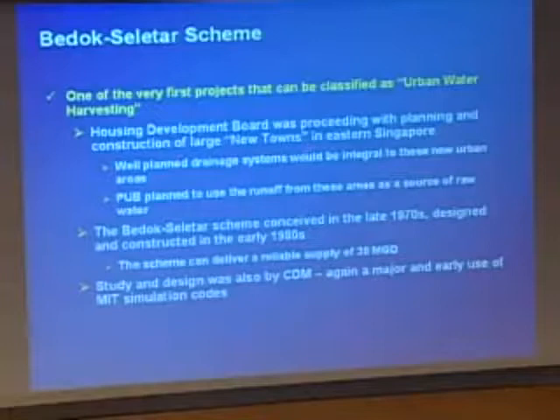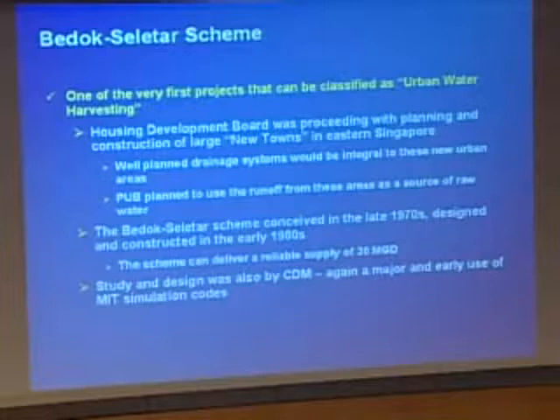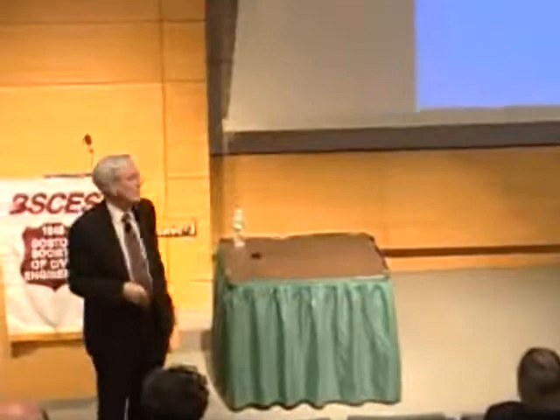It was built in conjunction with a couple of the new towns. And new towns in Singapore really are 200,000 people per town or 250,000 people per town. They're fairly big, dense areas. But this was built as part of them. It was conceived in the late 70s, designed actually by CDM, simulated by CDM in 1980-81, and constructed and has been operational for 25 years. It can deliver 30 million gallons of water and sits here on the eastern part of the island. In fact, if any of you are at Changi Airport, the water you drink there comes from the Bedok Salatar scheme.